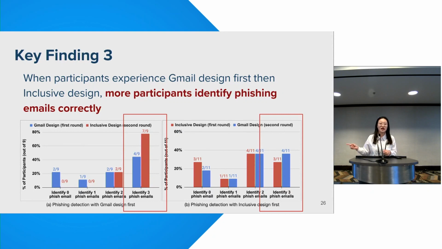But graph B is where participants experience the inclusive design first, then the Gmail design. That means they already notice the warning, since we increased the noticeability of the email warning a lot. So most of the participants notice the warning already. So that is not an effect of the warning noticeability, but also their mental models. Since some participants, even though they notice the email warning, feel like this email could be a false positive of the automatic detection system. And we included all the discussion and details in our paper. So if you're interested, you're welcome to read it.